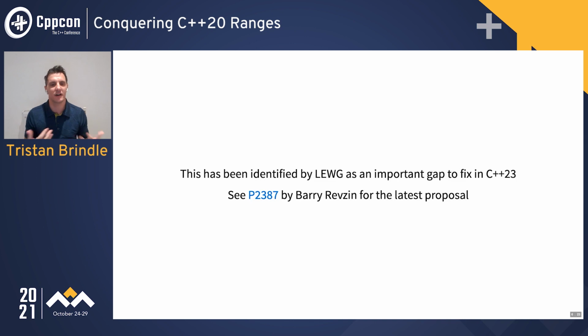This was identified by LEWG as an important gap that we want to fix in C++23. Barry Revzin, who has written an awful lot of proposal papers for the standard library, has among his many excellent proposals P2387, which proposes a way that third-party user code can opt into this nice, lovely pipe syntax.